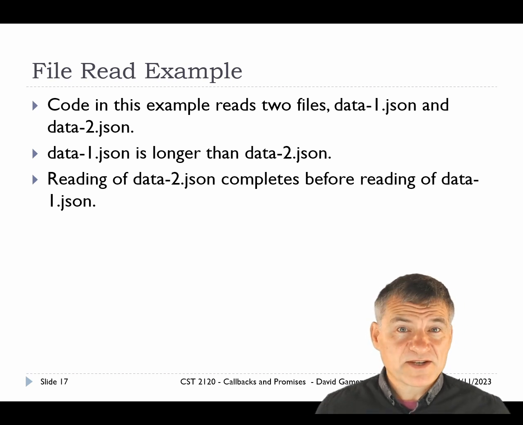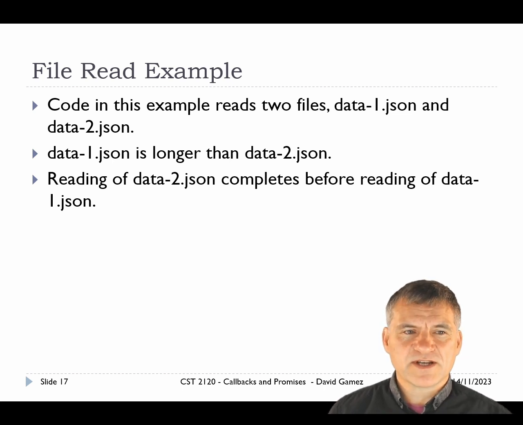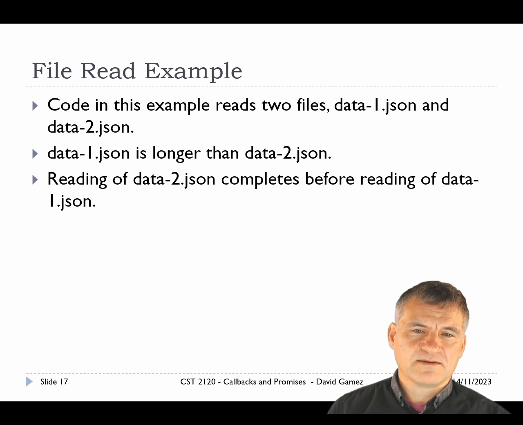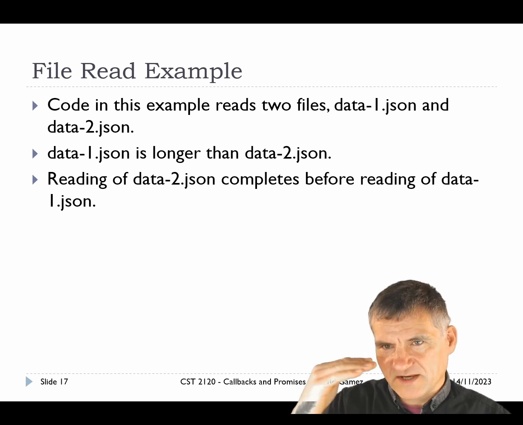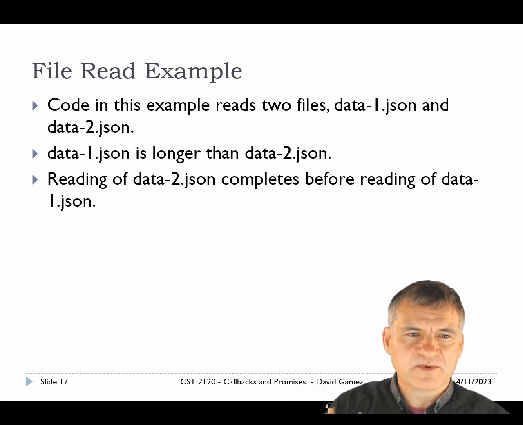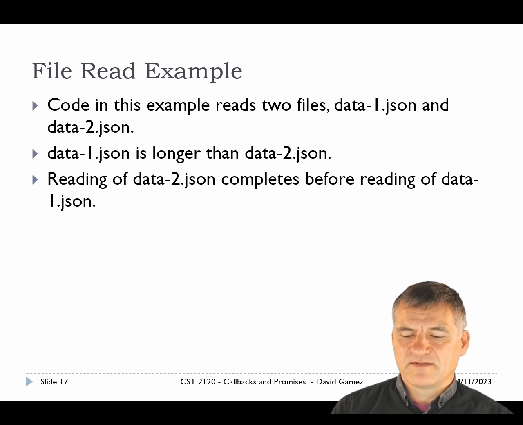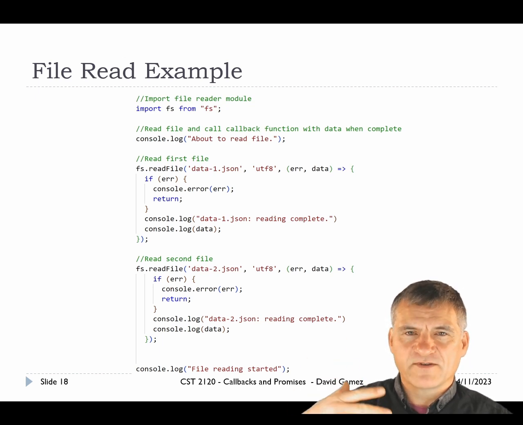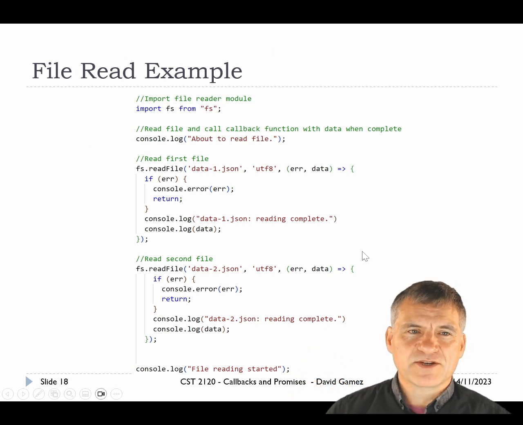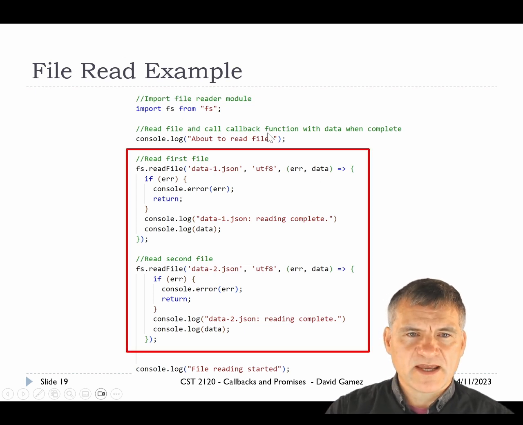So to illustrate this, I'm going to use this file read example. I've got two files here, data1.json and data2.json. And data1.json is longer than data2.json. This is to illustrate the point about asynchronous operations, the fact that there's no ordering in time of these operations, yeah? Because data2.json is a smaller file, it takes less time to read it, and so the reading of data2 completes before the reading of data1.json, yeah? And this is a much more realistic example than my very artificial callback thing, but this is an actual callback that works properly, yeah? So let's just go through this code a little bit, yeah?